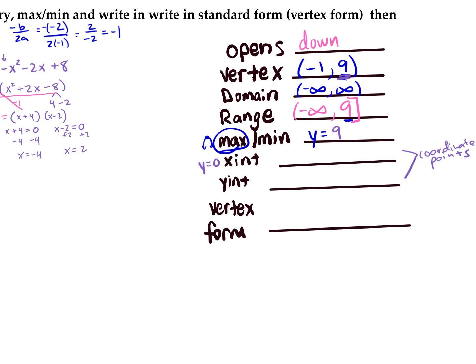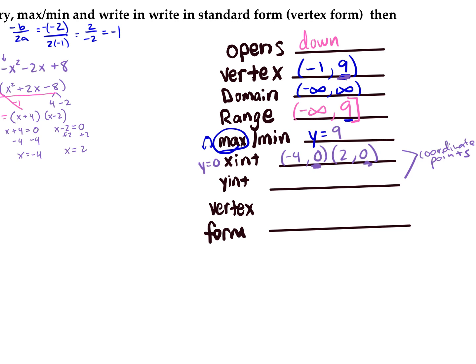So the x-intercept is the x value, so it's negative 4. We plugged in 0 for y, so the y is 0. And then 2, 0. Again, we plugged in 0 for y, so that's why our y is 0.